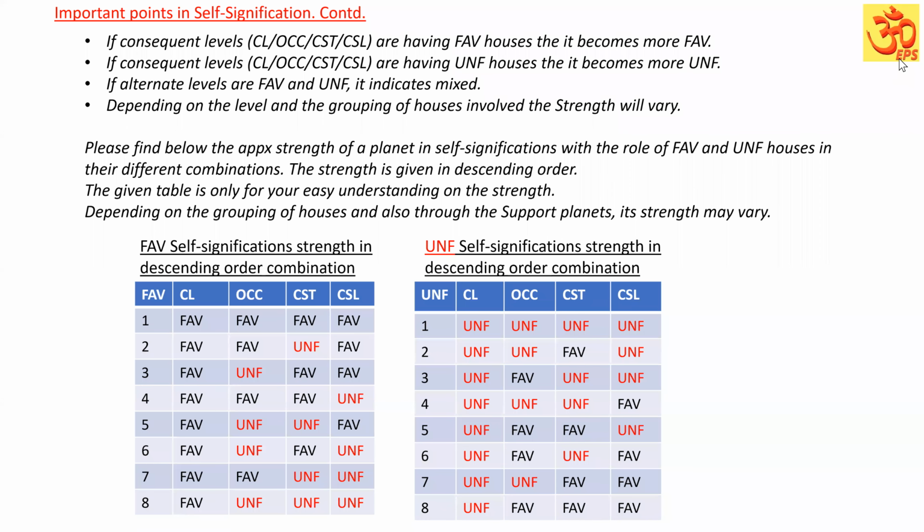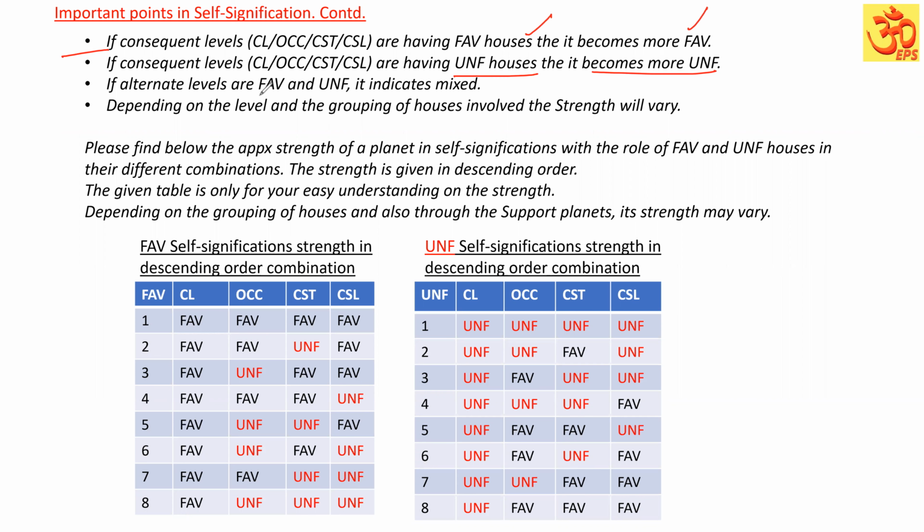In this slide, in continuation of the important points in self-significations, I'm going to brief you about the self-signification strength with the different combinations. Before that, you can see I'm repeating the same points: the consequent levels, CL, OCC, CST, CSL, are the levels in self-significations. If consequent levels have favorable houses, it becomes a more favorable key planet for the particular event. If consequent levels have unfavorable houses, it becomes more unfavorable.